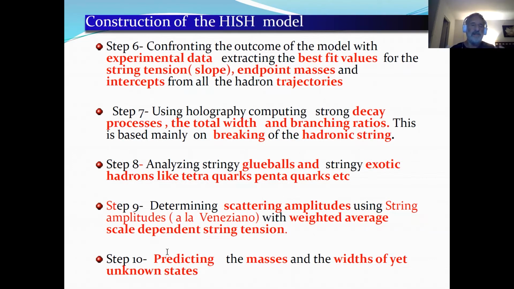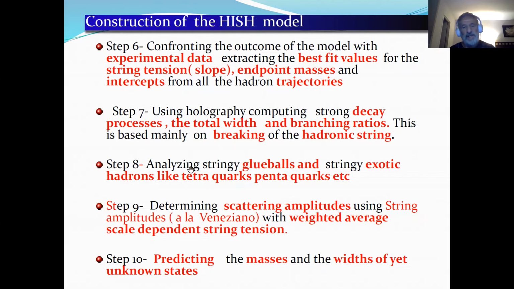And the next step is to describe the decay processes. I mean, 95% of the elementary particles are unstable, and we have to be able to describe the processes under which they decay, the computation of the total widths and branching ratios. Well, the basic mechanism here will be a simple breaking of a string into two strings, and I'll show you how from that we can compute the total widths and the branching ratios.